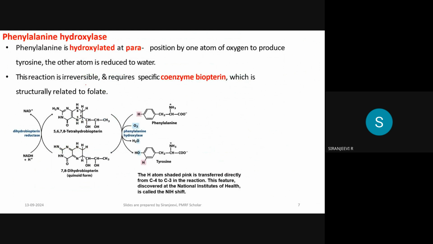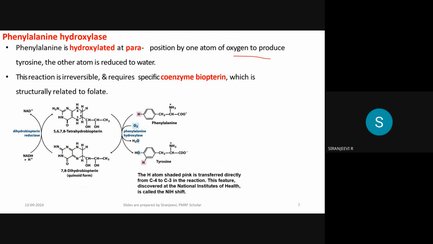The enzyme responsible for the conversion of phenylalanine to tyrosine is phenylalanine hydroxylase. This hydroxylates the para position with one atom of oxygen to produce tyrosine. The other atom is reduced to water. This reaction is usually irreversible and requires a specific coenzyme called biopterin. So this is the overall reaction carried out with biopterin.